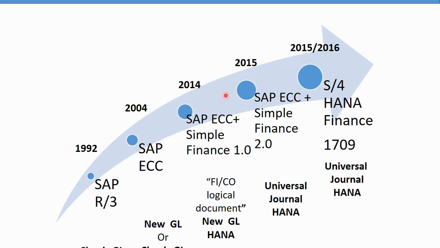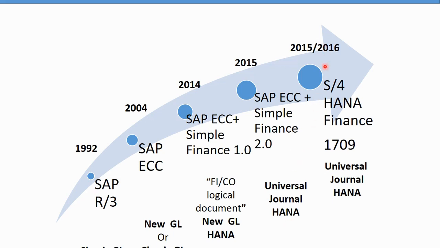Then in 2015, this is where the changes really also accelerated. It was still called Simple Finance, but it was now called Simple Finance 2.0, and this is when the Universal Journal was originally born. And the difference here was that, besides many other technical differences, this logical document now became a new physical table in SAP called the Universal Journal, and we'll go into those details.